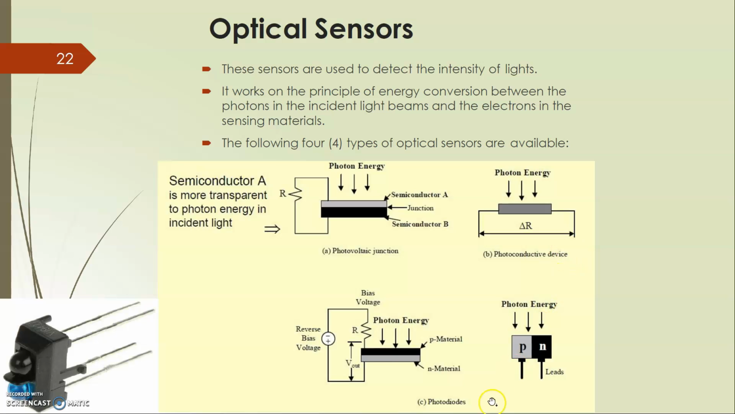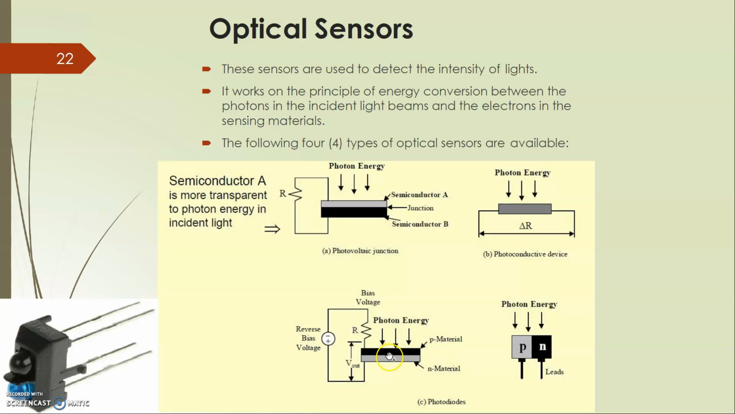The next one is the photodiode. Photodiodes are usually made up of a p-type material and an n-type material. As we all know, p-type material is filled with holes, and n-type material is filled with electrons.